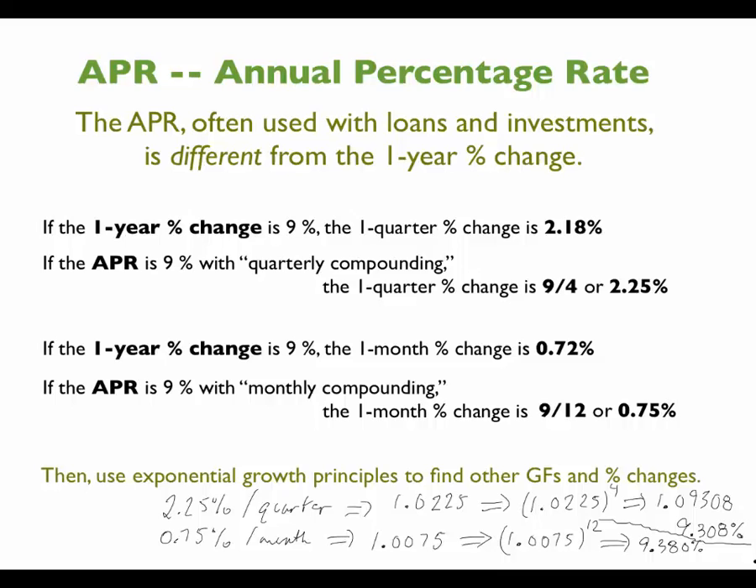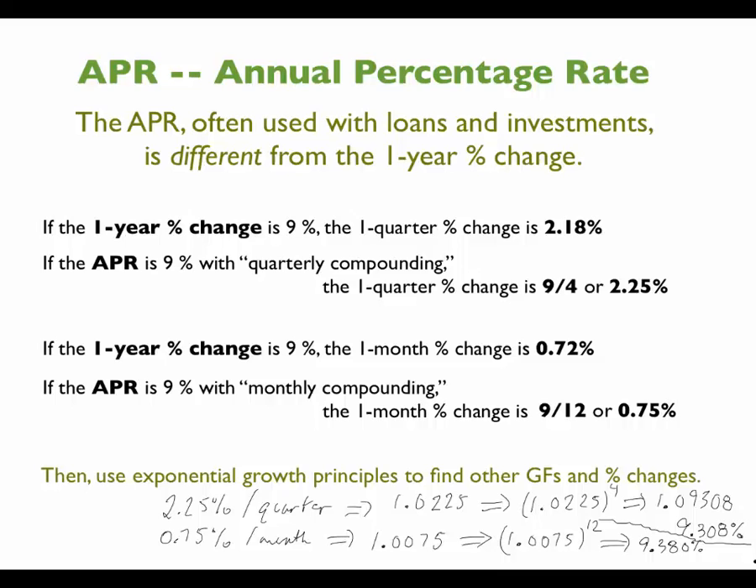So everything's the same except for the first step. When you're given an APR with certain compounding, you start by finding the true percent change for that period, whether it's a quarter or monthly. But once you have that, then you follow the rules. So once you have that percent change for, say, 1 month, 1 quarter, 1 day, whatever it is, 1 half year, then you follow the rules and, using growth factors, you work back to the true percent change per year. Okay, does it make sense?